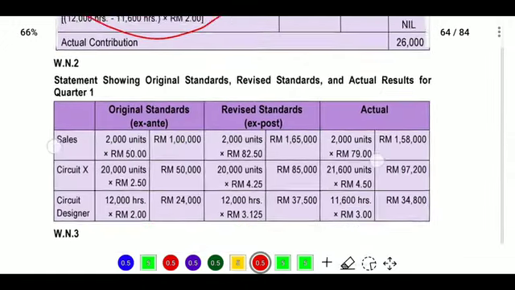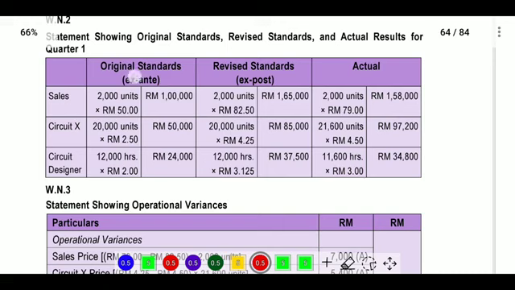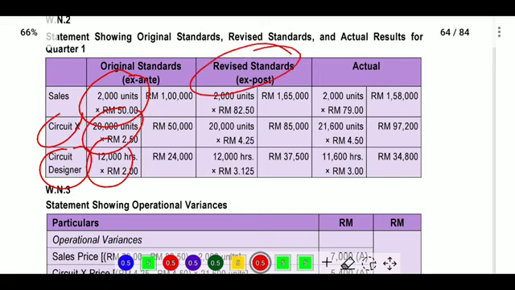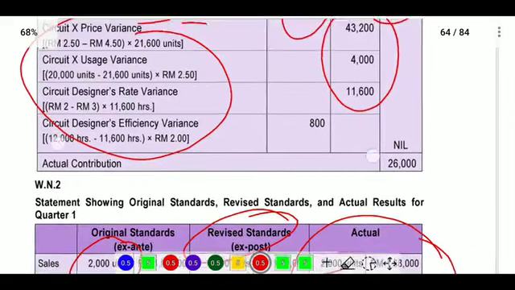Firstly we will see the working note number. See here, working note number. See how their sales for circuit X and circuit design, and we have calculated the revised 1,65,85, 37,500, and this is the actual position. We calculated it in the question itself, and operational variances we will calculate. Based on that we will calculate here.